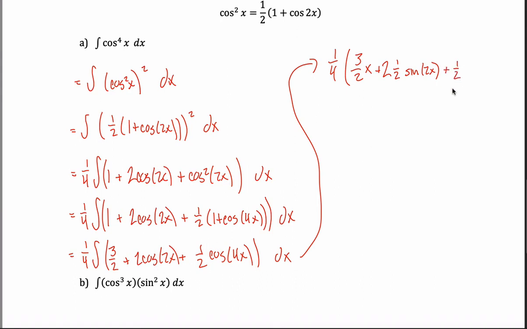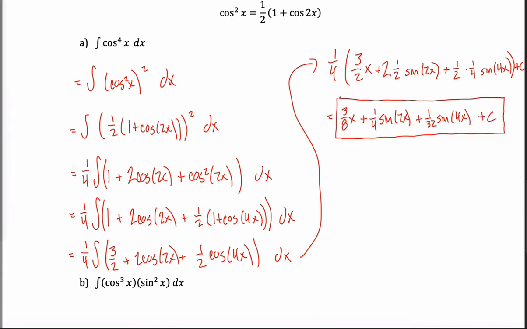Similarly, I'll leave the 1/2 out in front as a coefficient, and then cosine of 4x is almost the derivative of sine of 4x, but the derivative of sine of 4x would involve an extra 4, so I'm going to need a 1/4 out in front to make sure that when I take the derivative of this thing, I get back to just cosine of 4x. Now distributing this 1/4 and combining some fractions, I get 3/8 x plus, the 2 and the 1/2 cancel, so 1/4 sine of 2x, plus 1/2 times 1/4 is 1/8, times 1/4 is 1/32 sine of 4x, plus C.